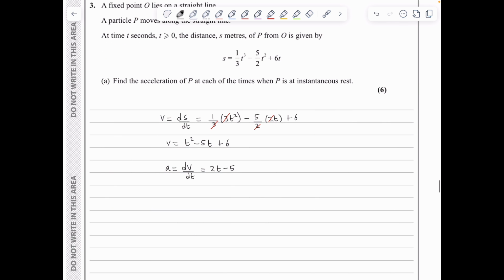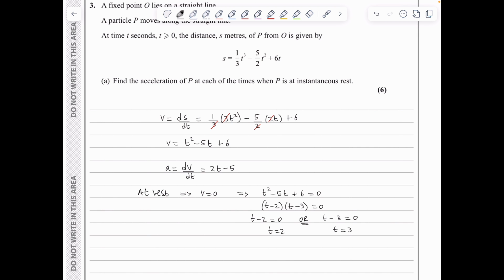And I will start by finding the times at which the particle is at rest. So if the particle is at rest, this simply means that the velocity is 0. And therefore we are dealing with t squared minus 5t plus 6 is equal to 0. So I get (t minus 2)(t minus 3) is equal to 0. So we have t minus 2 is equal to 0, or t minus 3 is equal to 0, which means that t is 2 or t is 3.